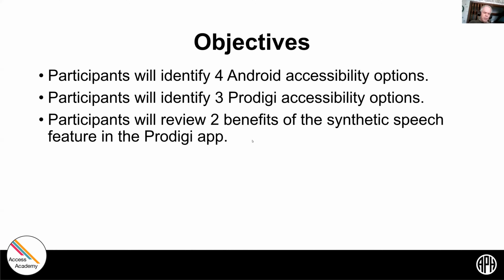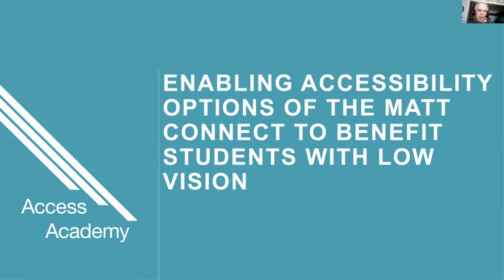And finally, our objectives. We have three things. We're going to identify 4 Android accessibility options. We're going to discuss 3 Prodigy accessibility options. And then finally, 2 benefits of synthetic speech feature in the Android app. So quite a bit to talk about. So let's hand it over to Heyrick and Eric.